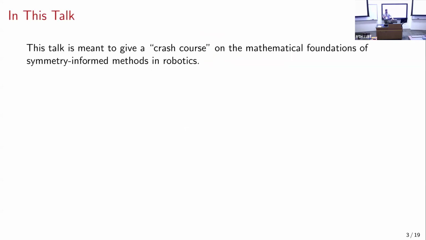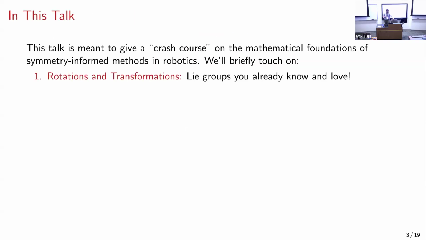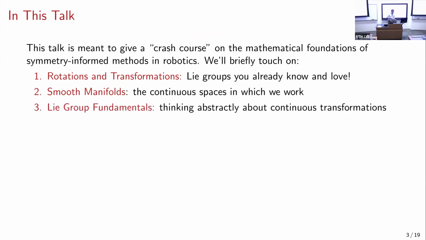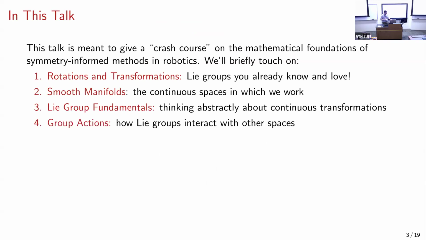So with that, to give you an overview of what we'll be talking about, we're going to start with revisiting what, as roboticists, we're all pretty familiar with: rotations and homogeneous transforms, that are Lie groups you already know and love. We'll then start talking a little more abstractly about smooth manifolds, the kind of spaces that we usually work in these contexts, and bring in a little bit of fundamentals of Lie groups, so how we can think more abstractly about continuous transformations in general.